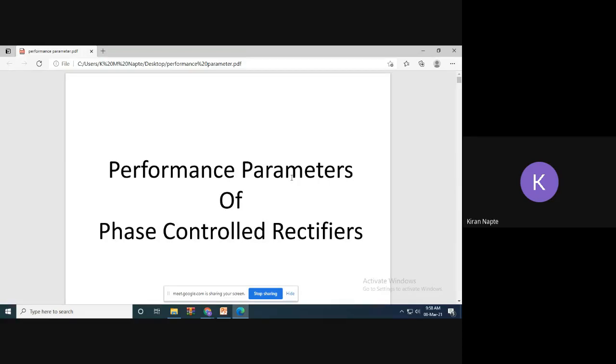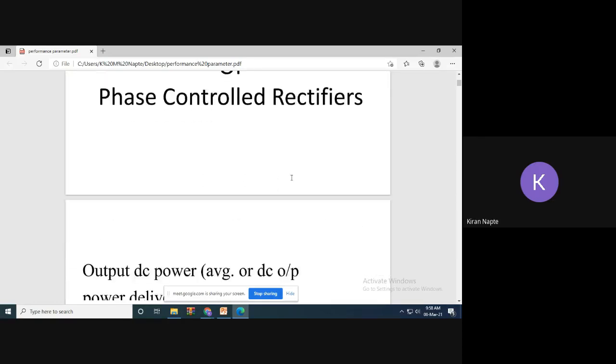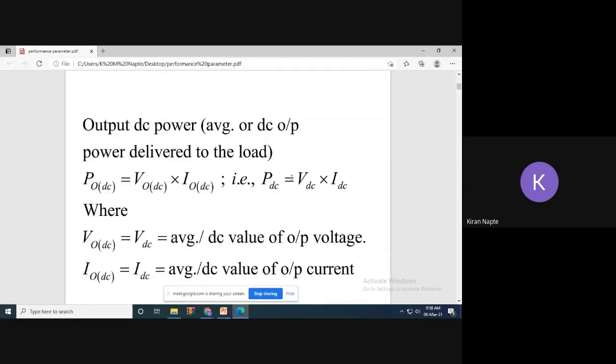And therefore these are known as performance parameters of phase control rectifiers, or we can say we are looking for performance parameters of a converter. Okay, so we'll see one by one which performance parameters are there. The first performance parameter is output DC power. Whatever DC power we are getting from the converter circuit, that would be the first performance parameter.